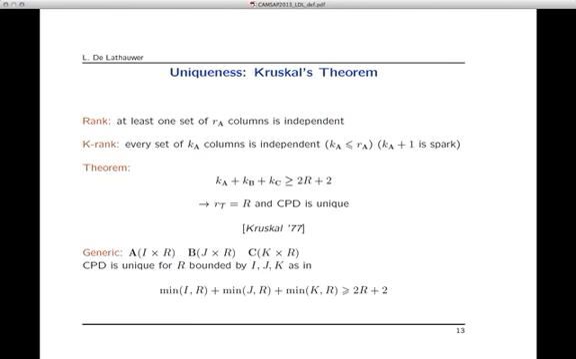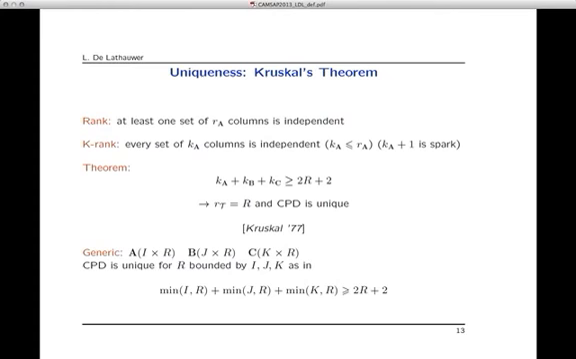Well, a rank is R when there is a set of R columns that is independent, and R is the maximum. K rank is a variant. It's the maximum value K such that every set of K columns is linearly independent. People working in compressed sensing recognize this as Spark. In fact, Spark is K plus 1.